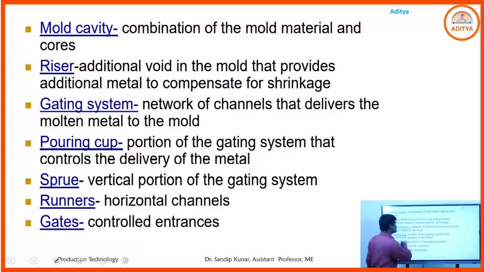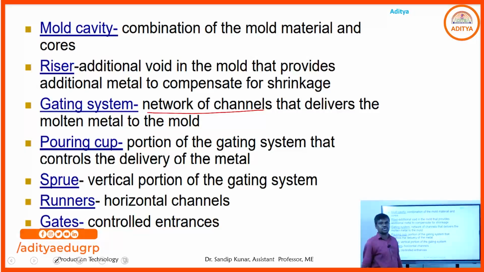Another is the gating system. The gating system is the network of channels that delivers the molten material to the mold. It has a number of parts, and through the gating system the molten metal comes from the pouring basin to the mold cavity. That is the gating system.